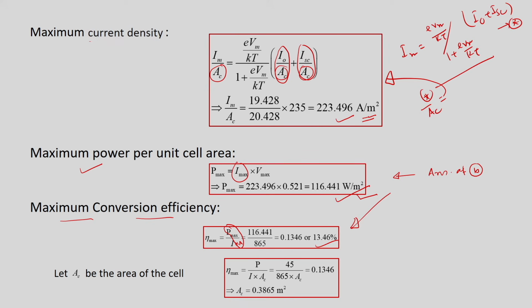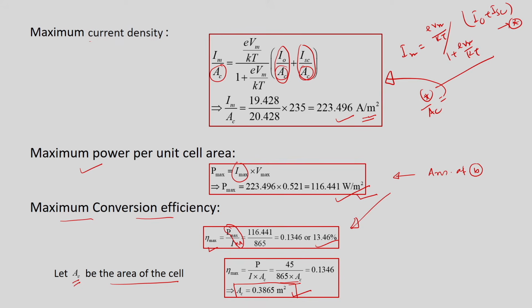So if we need to find out AC, or say cell area, how to do that? Let AC be the area of the cell, and we know this eta max, and P is given as 45. Then we use this equation, and from that we can calculate what is AC, or area of the solar cell, right. So this area of the solar cell we can calculate by using this procedure, okay. For this case it is about 0.3865 meter square, okay.